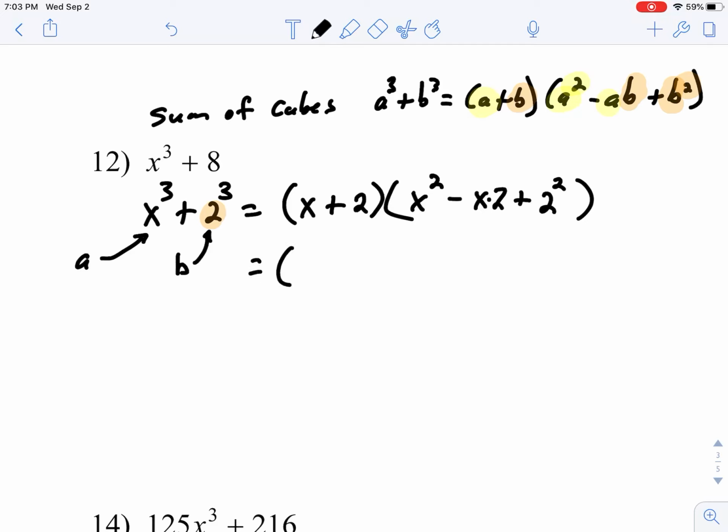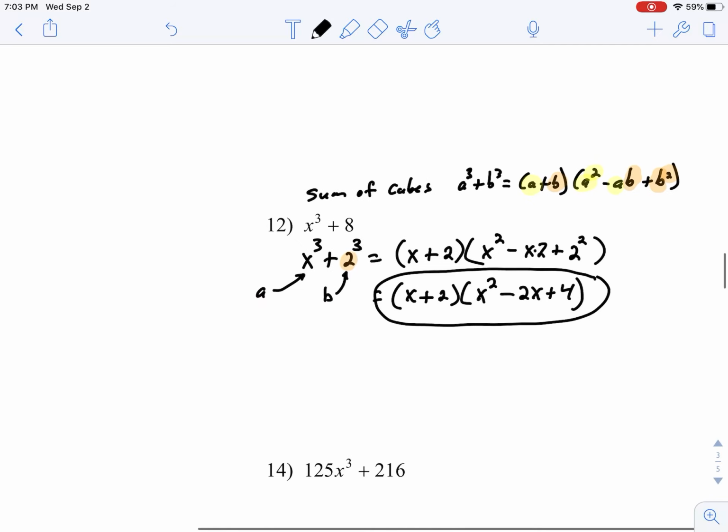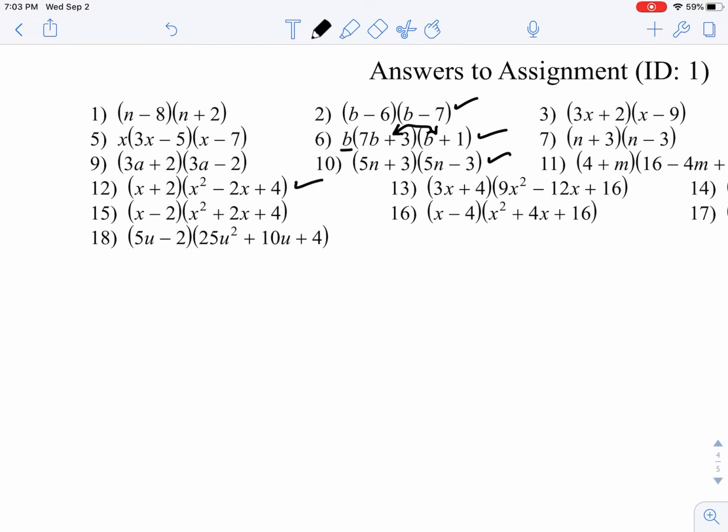You can straighten it up a little bit, change it to x plus 2, times x squared minus... x times 2 is more normally written as 2x, not x2, and we write it this way, we don't need a dot. And then secondly, 2 squared is 4, that's common knowledge, so instead of leaving that as 2 squared, you rewrite it as 4, and that's the answer. So I'm going to scroll down and check number 12, and there it is.